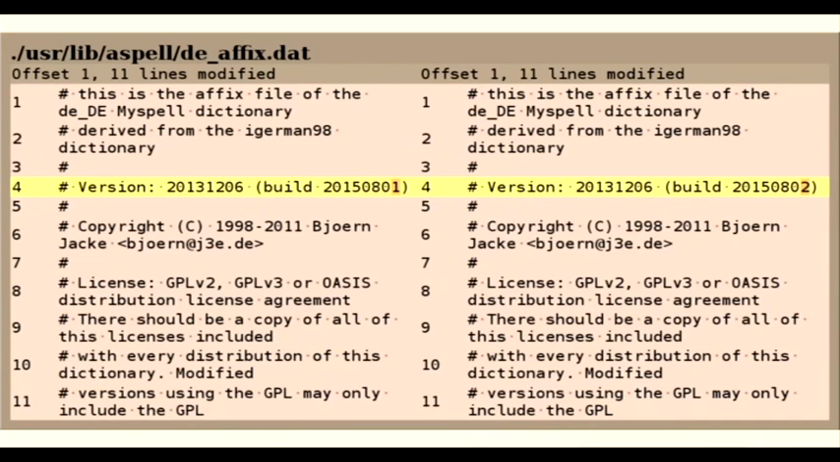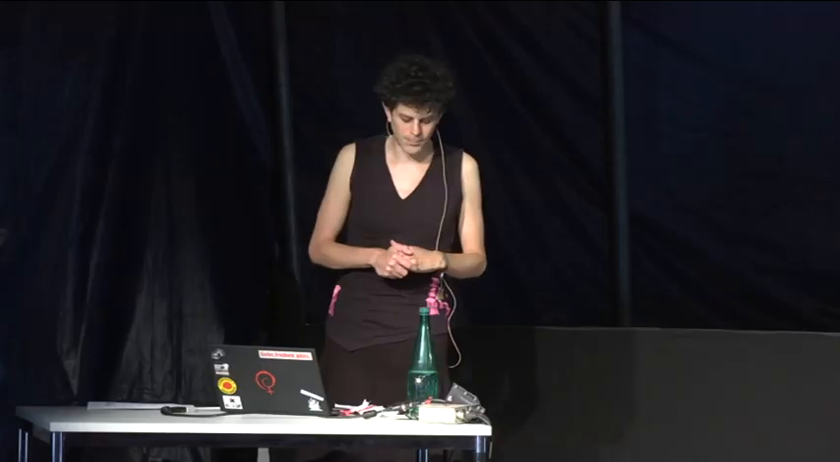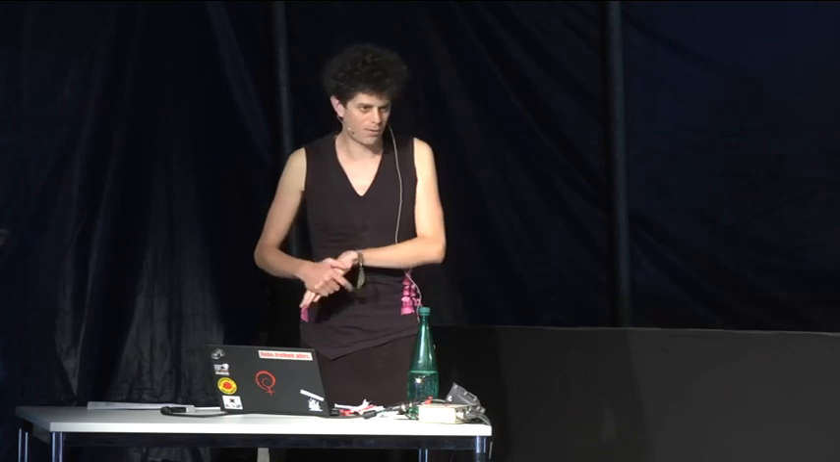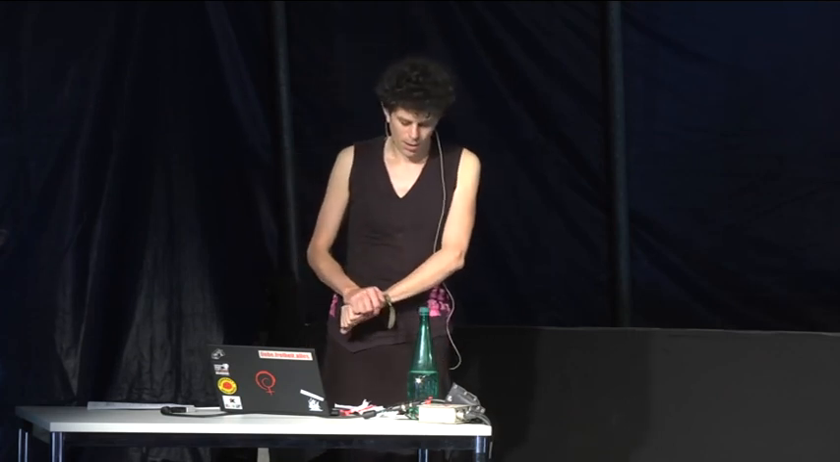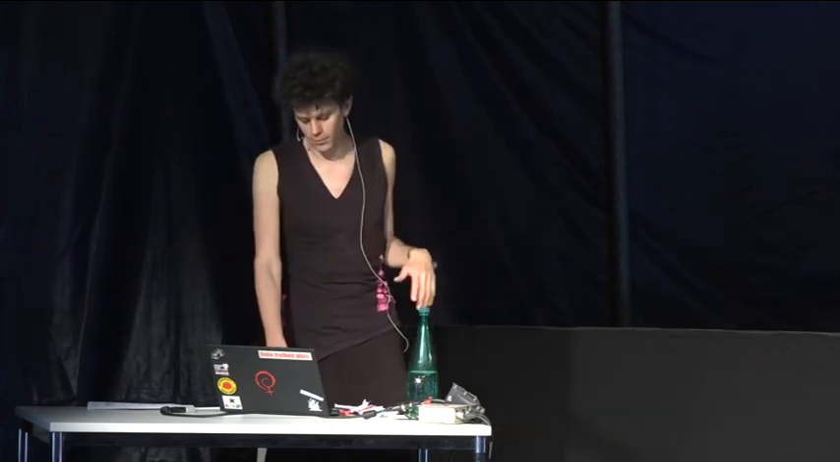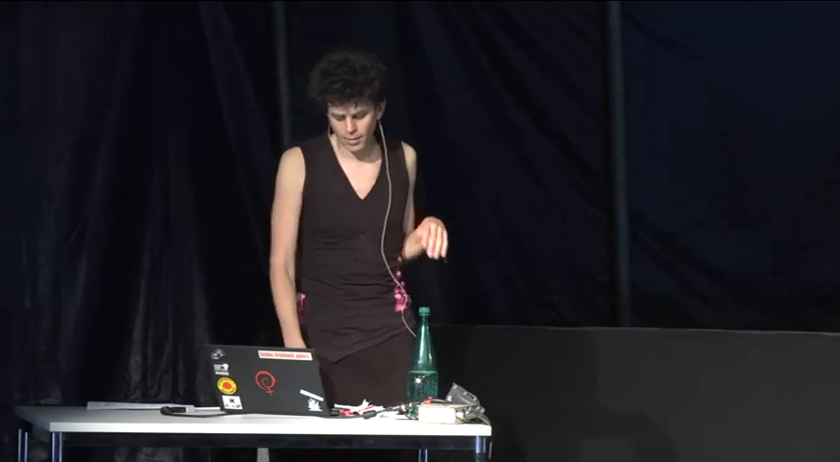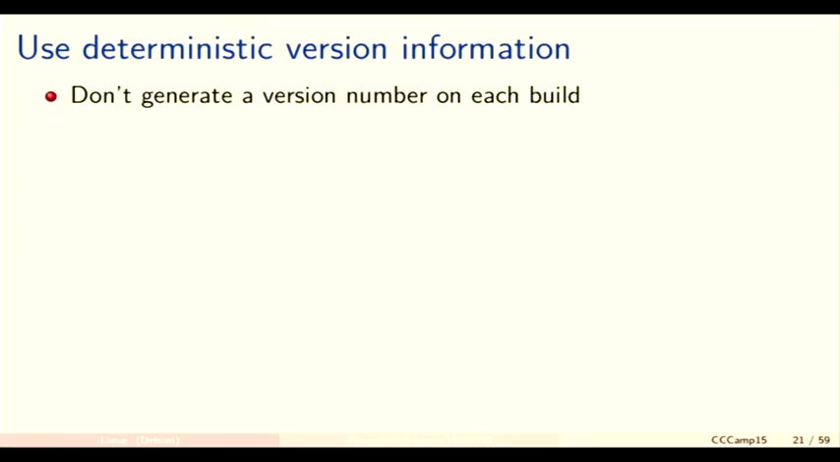So another example. Here we have a build number, which is a date, embedded in a German dictionary for ispell. And the number gets different from one build to the next. So don't do that. You don't want a different version number on each build. That will not work for reproducible builds.